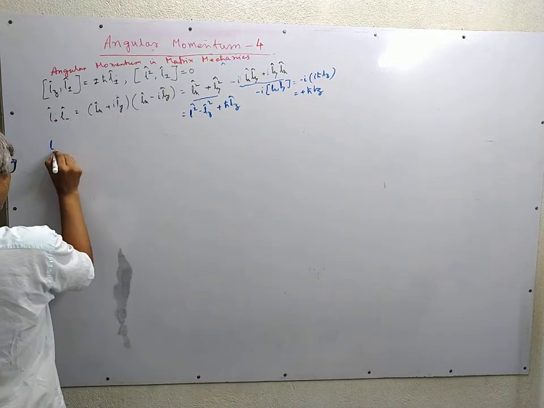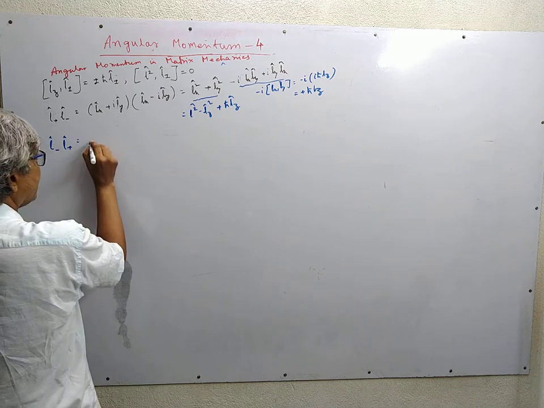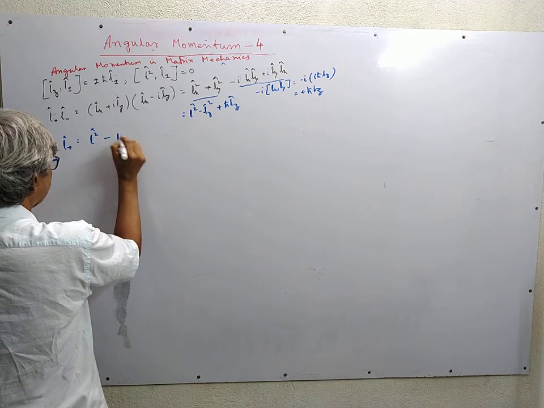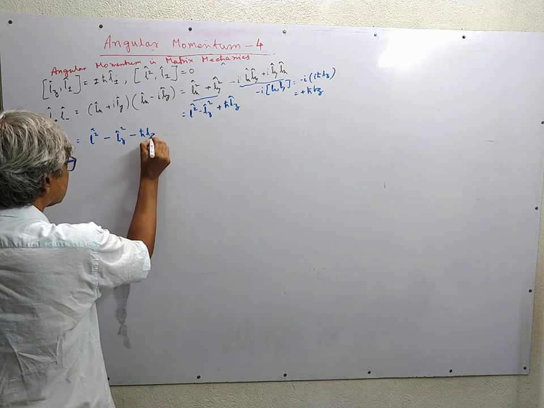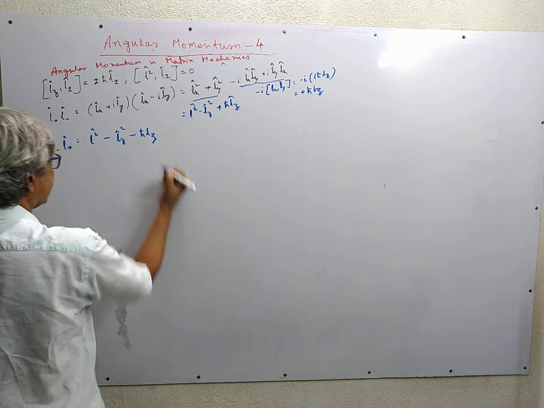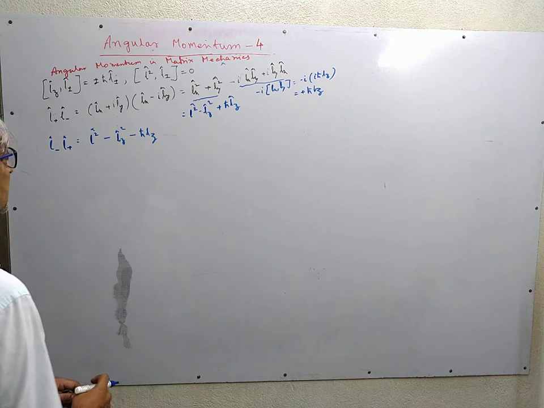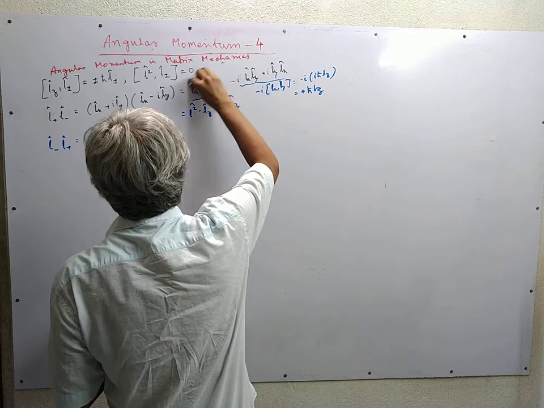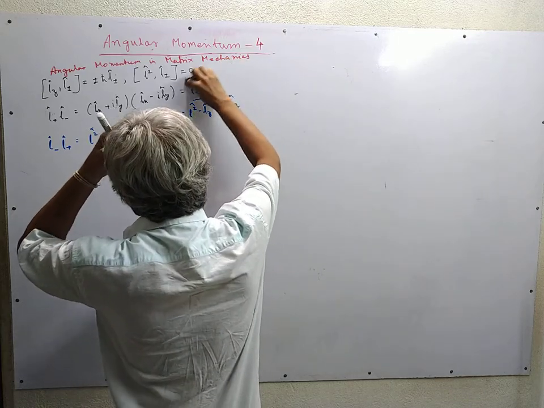Similarly, we find that L− L+ is equal to L² − Lz², the Lz operator squared, minus ħ Lz. So this is again an important relation and will be of use.